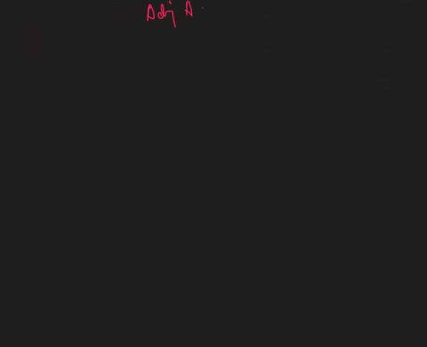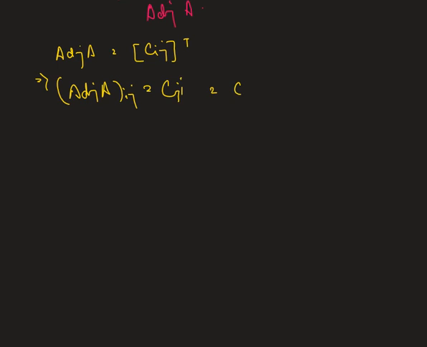Okay, or numerically we can write it as adjoint of A is equal to Cij transpose, or also we can write it as adjoint of A ij, which is equal to Cji, that is the cofactor of Aji in A.